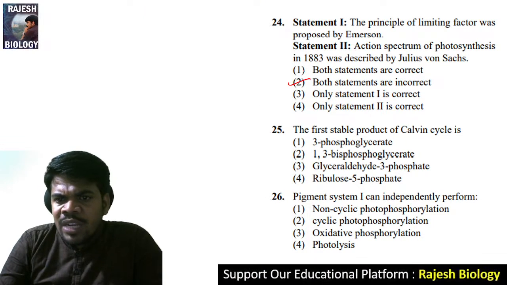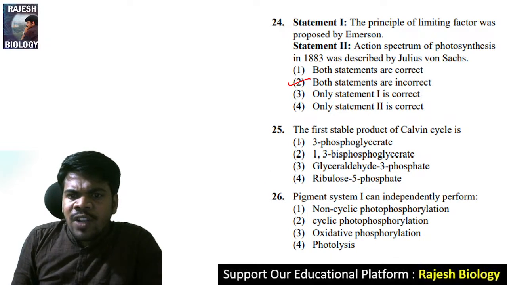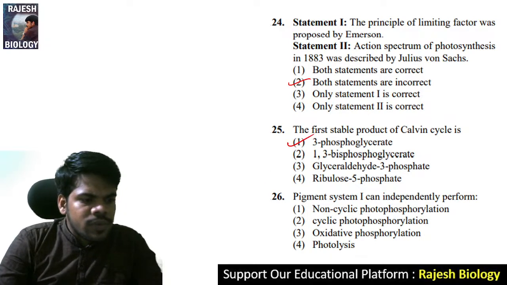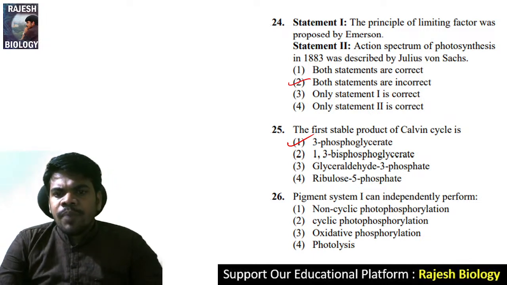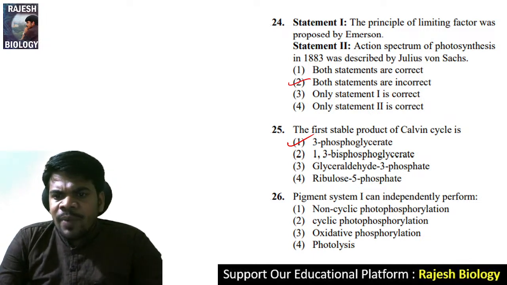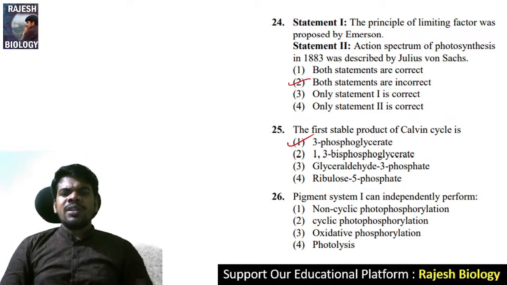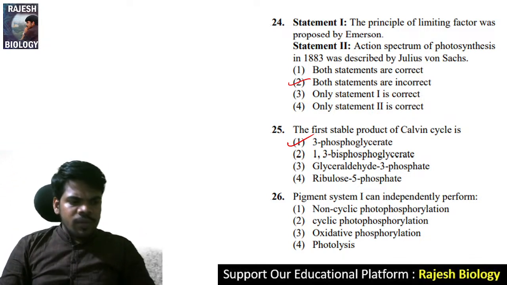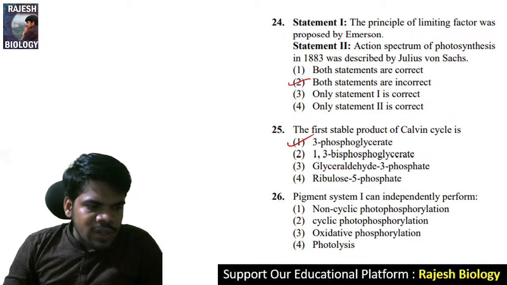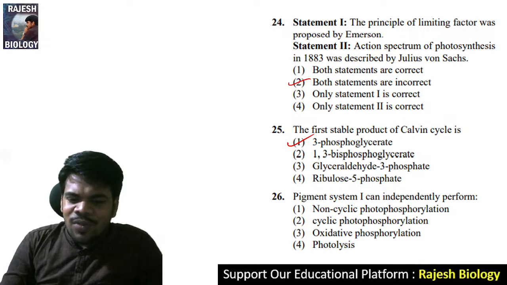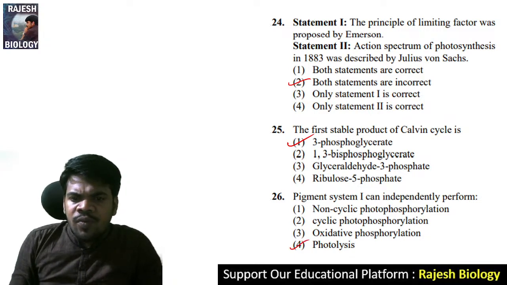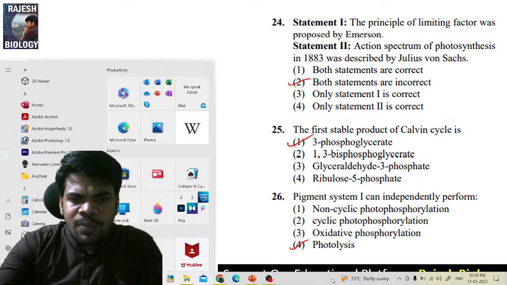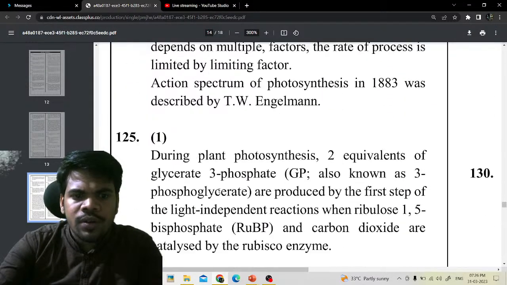And the first stable product of the Calvin cycle is 3-phosphoglycerate. Okay, come to the 26th question. Pigment system 1 can independently perform what? Option 1, perfect Gnaneshwari: pigment system 1 independently performs photolysis. Let us see the explanation for the 26th question.